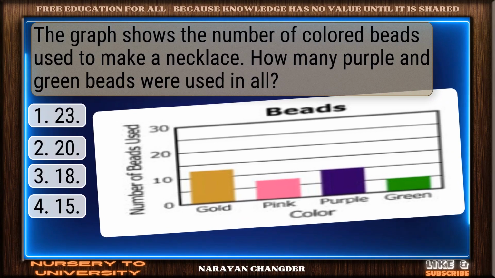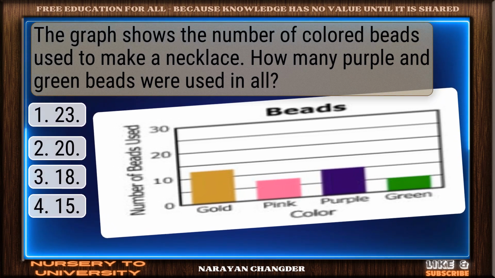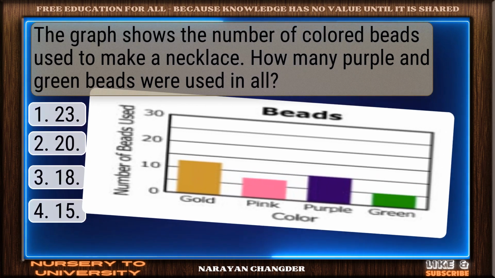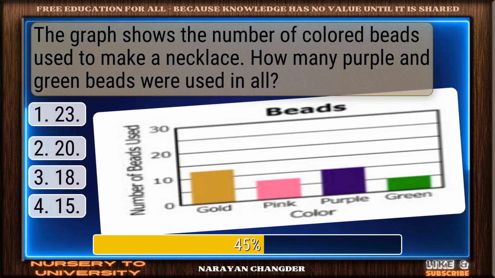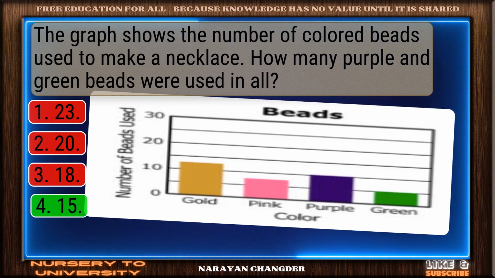The graph shows the number of colored beads used to make a necklace. How many purple and green beads were used in all? Great job. 15 is the accurate answer.